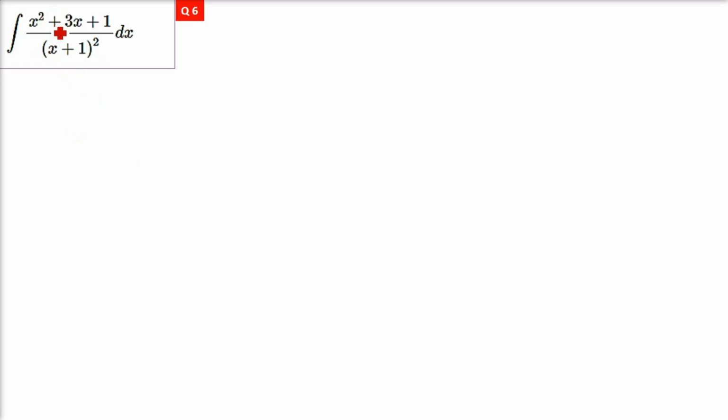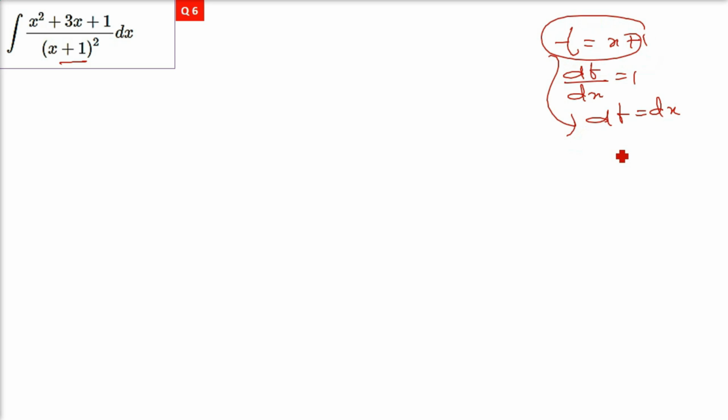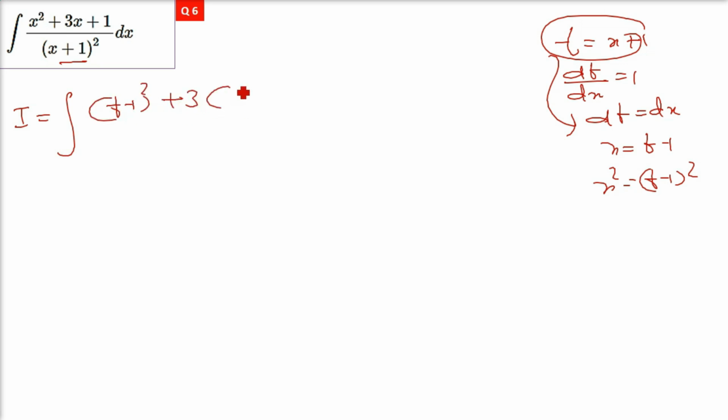Next, the integral of x squared plus 3x plus 1 in the numerator, and in the denominator we have (x plus 1) whole square. We will take x plus 1 equals t. So dt by dx will be equal to 1, dt will be equal to dx. The numerator will be accordingly changed in terms of x. So x becomes t minus 1. x squared will be equal to (t minus 1) whole square. So this integration will become (t minus 1) whole square plus 3 into (t minus 1) plus 1, divided by this x plus 1, which is t, so it will be t squared.